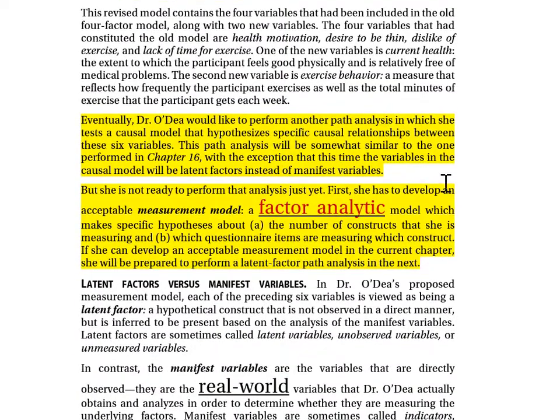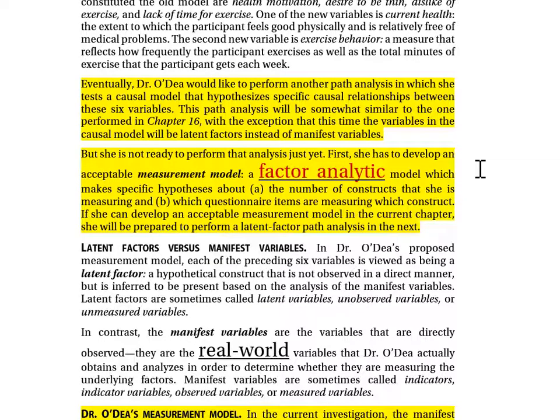Eventually, Dr. O'Day would like to perform another path analysis in which she tests a causal model that hypothesizes specific causal relationships between these 6 variables. This path analysis will be somewhat similar to the one performed in Chapter 16, with the exception that this time the variables in the causal model will be latent factors instead of manifest variables. Now, what do we mean by this?